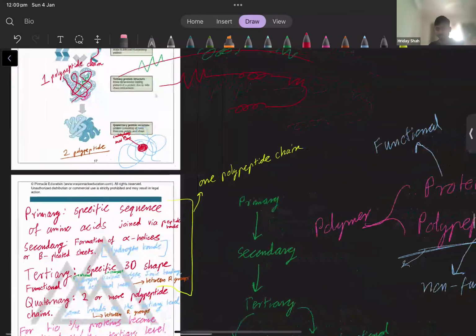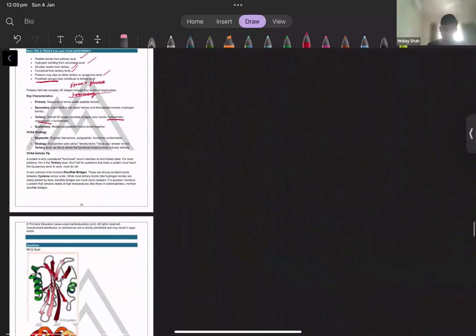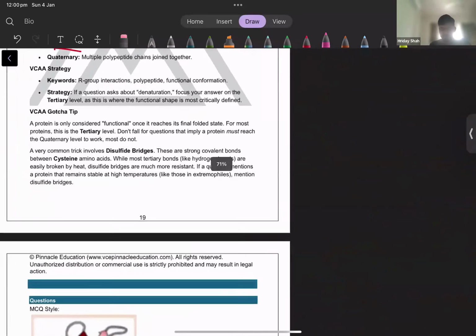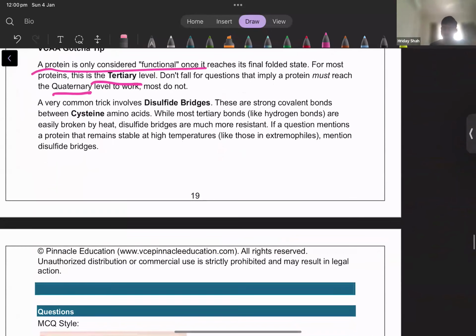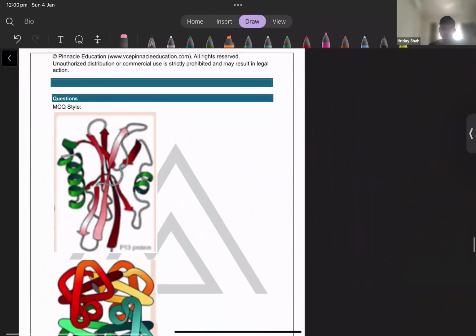Any other questions? No. Okay. Again, most of this we should have done. So protein, yeah, it has to be functional, minimum quaternary or tertiary level. I think disulfide bridges we've talked about extensively. So let's do a little bit of practice.